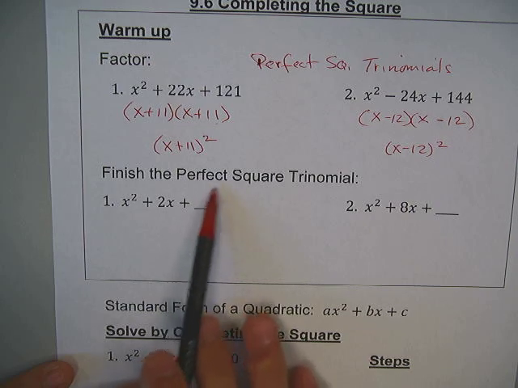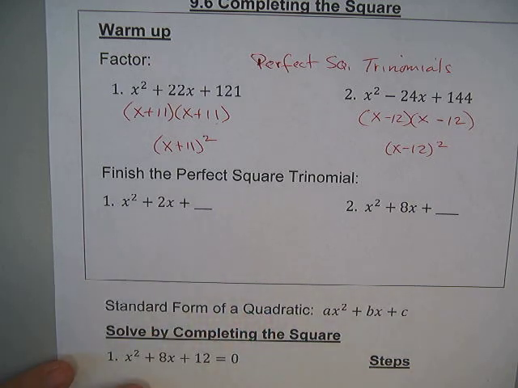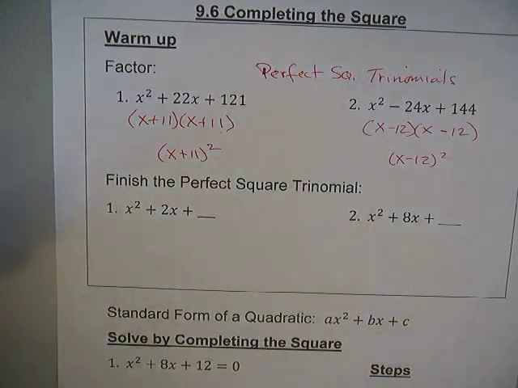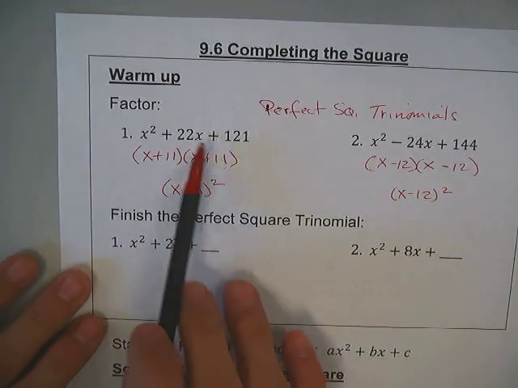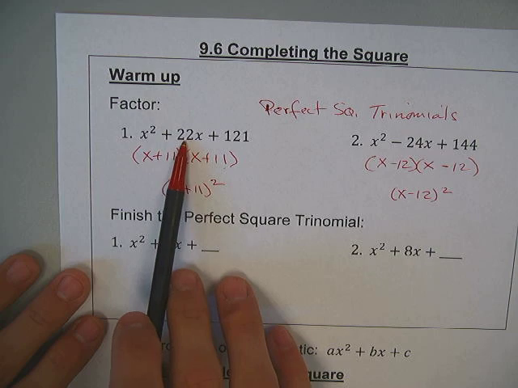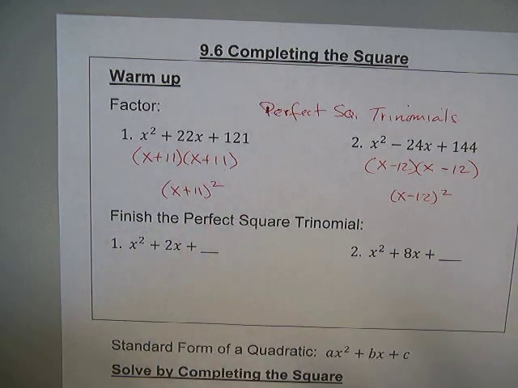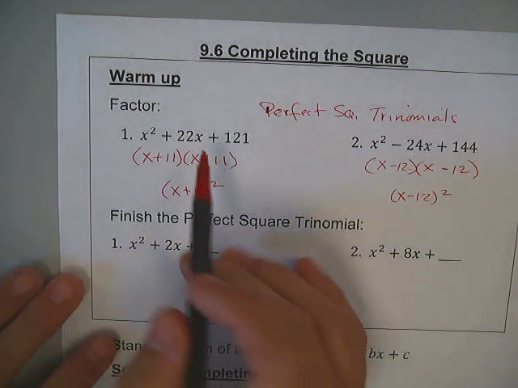So here I have the beginning of one, and I want to know what number I would have to put here to make this a perfect square trinomial. Well, in order to do that, maybe we should look back up here. What kind of relationship does this number and this number have? Well, it might not be obvious to you. It's actually kind of sneaky.